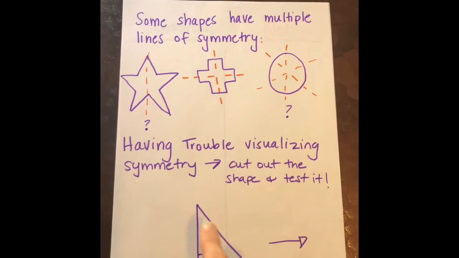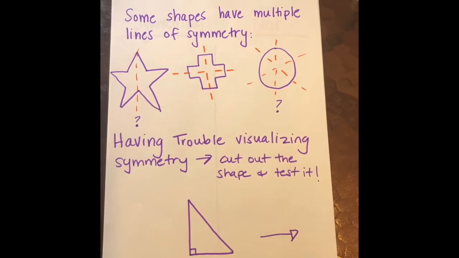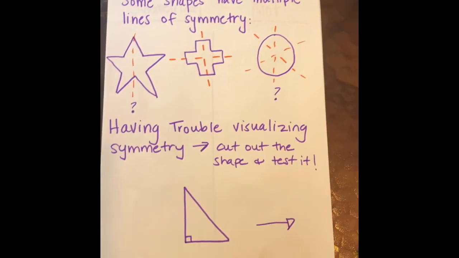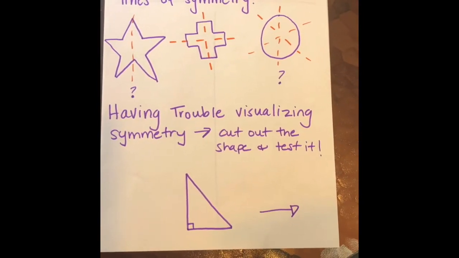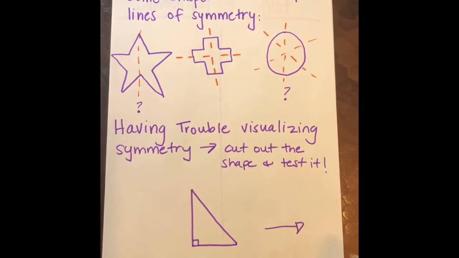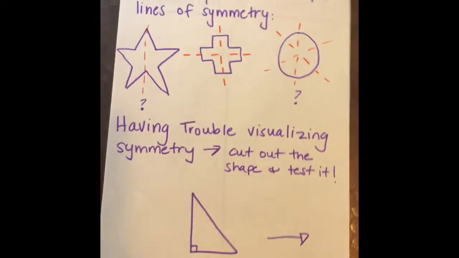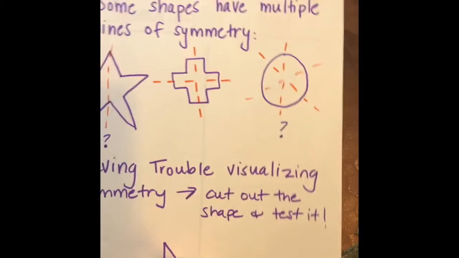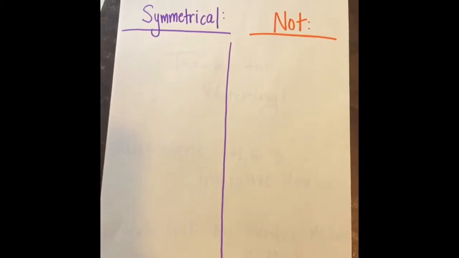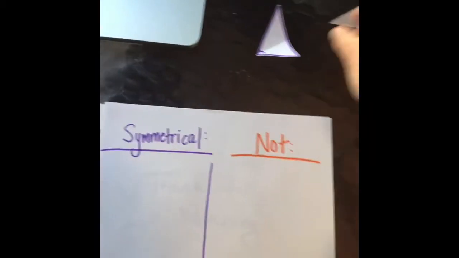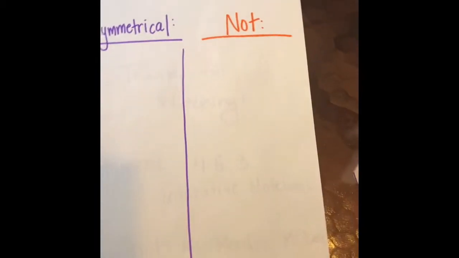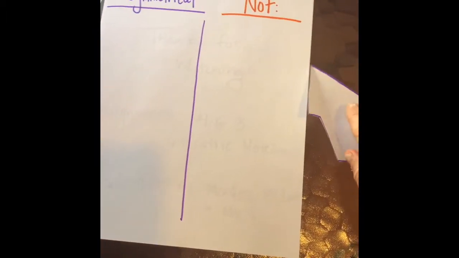Moving down, some of us aren't visual learners, so something like symmetry can be a little bit tricky. So if you are having trouble visualizing symmetry, the best tip I can give you is to cut out the shape and test it on your own. So let's do a few of these, and I made a chart here for us, symmetrical versus not. I've chosen a few different images from your activity, and we're going to place these into this graph.